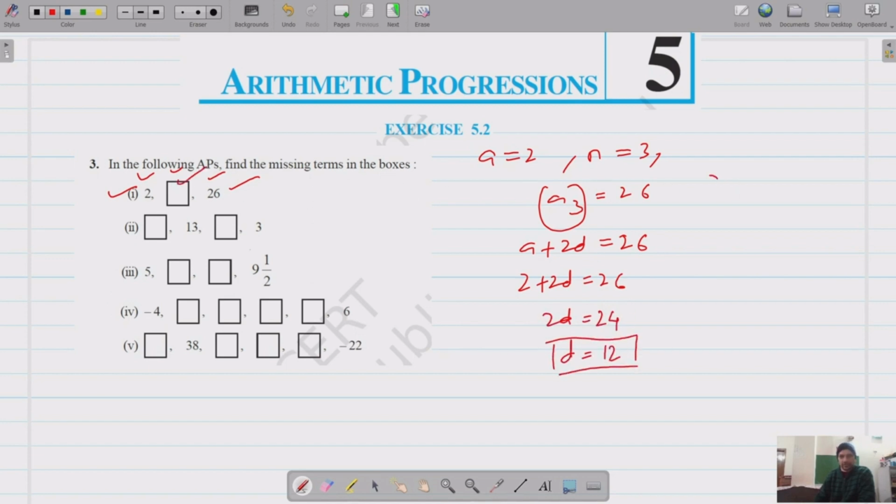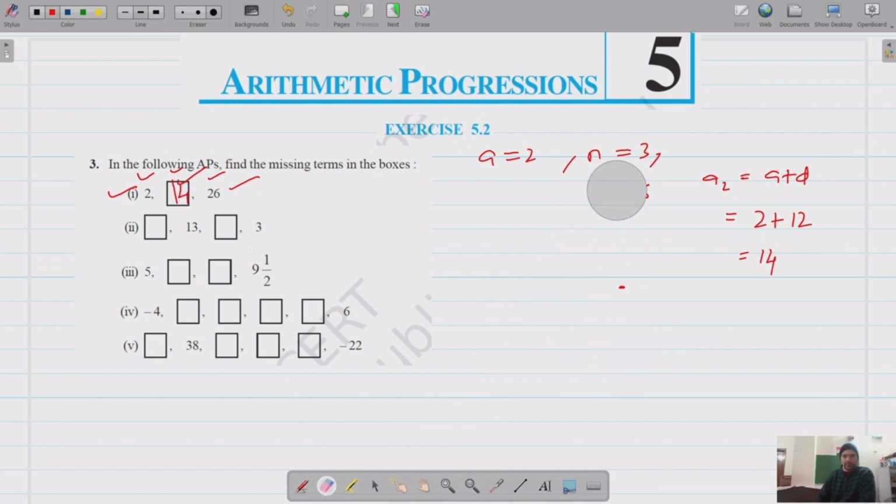D is 12, so we can easily find the second term. Second term is A plus D, so it's 2 plus 12, which is 14. So our missing term is 14 for the first one. Moving on to the second one.